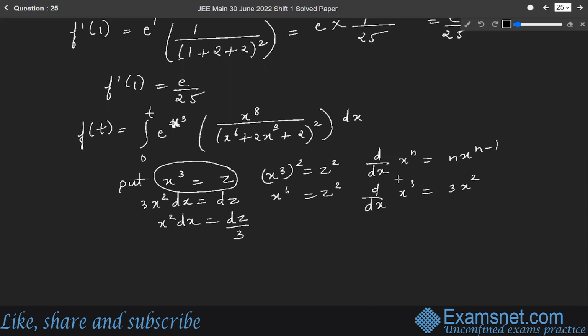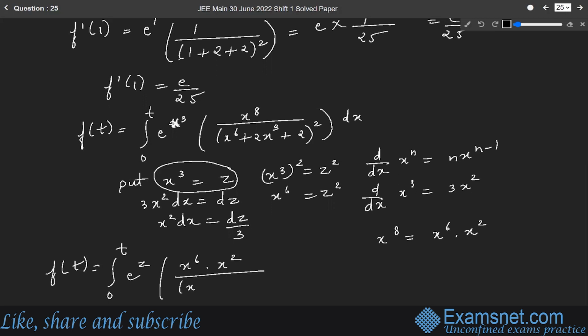But in the numerator, you can see we have x to the power 8. So we can split it. We can split x to the power 8 into x to the power 6 multiplied by x², right? So f of t will be equal to integral of 0 to t e power x³. What is x³? x³ is equal to z. So e power z multiplied by, we have split x to the power 8 into x⁶ into x², divided by x⁶ plus 2x³ plus 2 whole square. And we have dx, right?